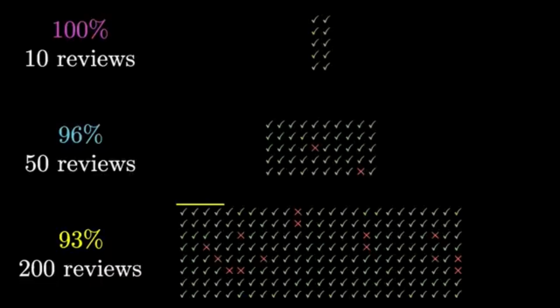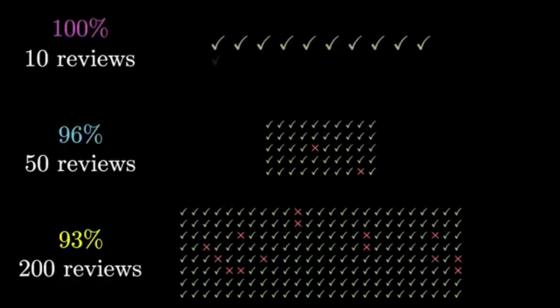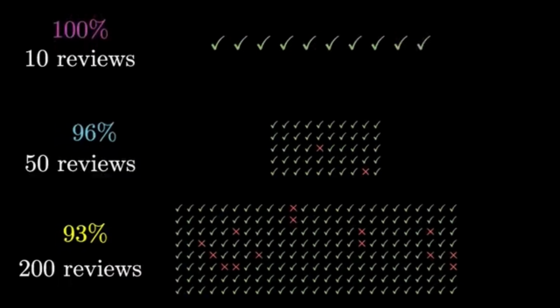I think we all have this instinct that the more data we see, it gives us more confidence in a given rating. We're a little suspicious of seeing 100% ratings, since more often than not, they come from a tiny number of reviews, which makes it feel more plausible that things could have gone another way and given a lower rating. But how do you make that intuition quantitative?